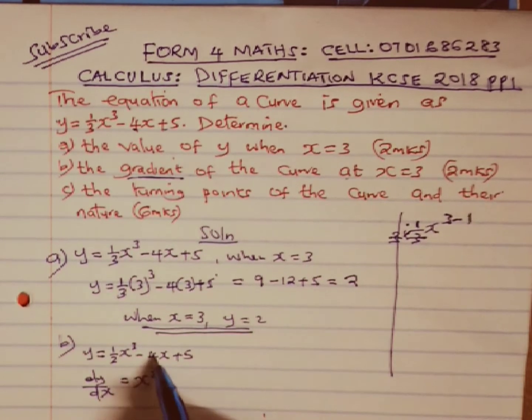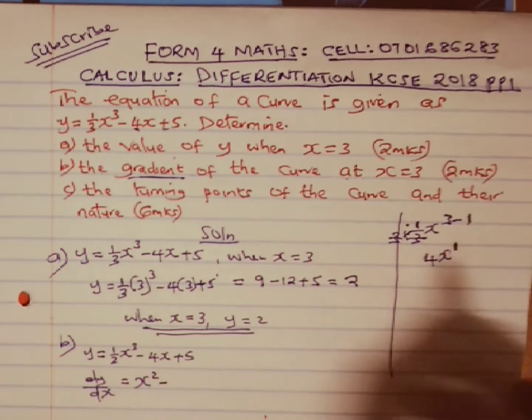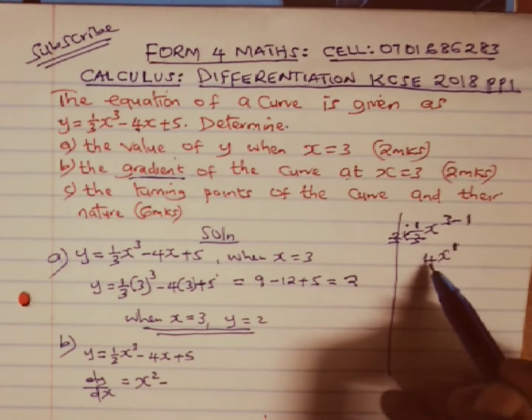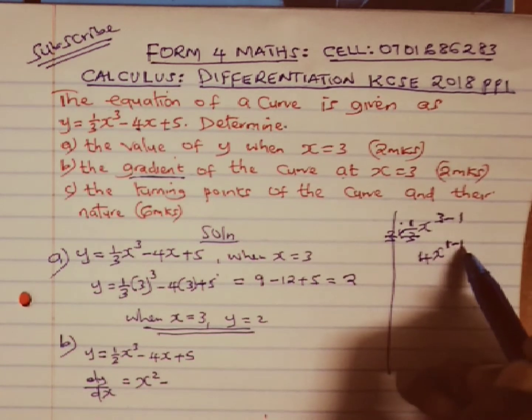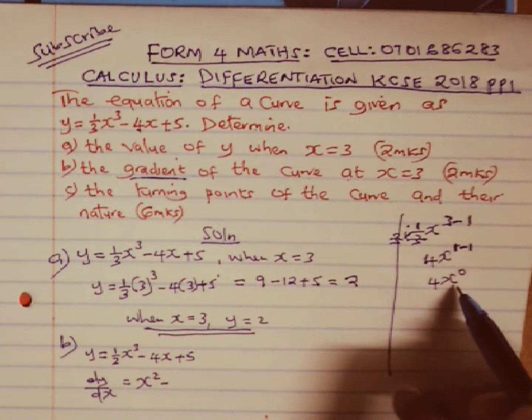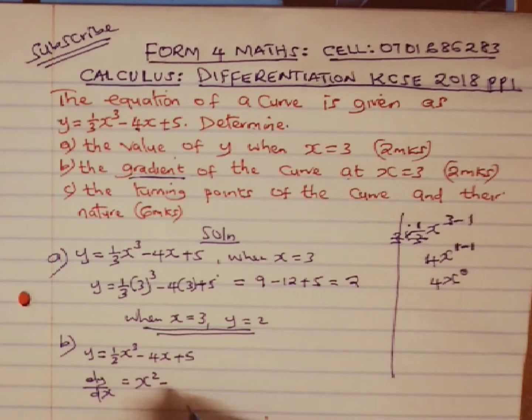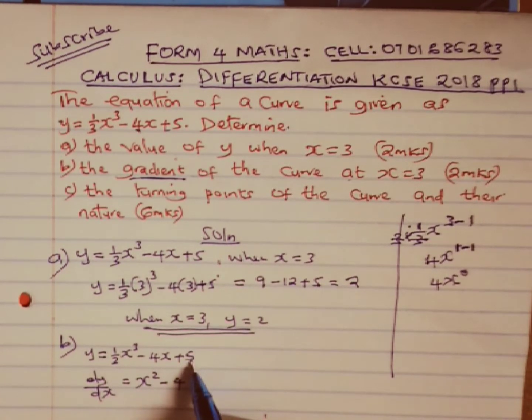Then we have minus 4x. It is x raised to power 1. We multiply by the 1 here, you get 4. Then we subtract 1 from the power. We are going to have 4 x power 0, and any number raised to 0 is 1. 1 times 4, you get 4. We do not differentiate 5 since it doesn't have x.